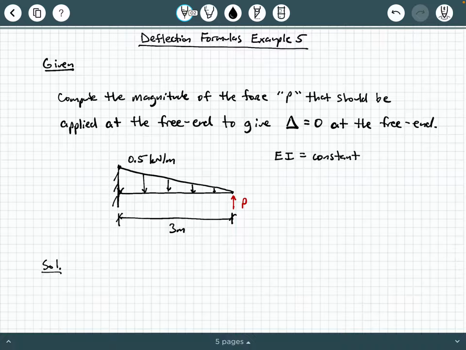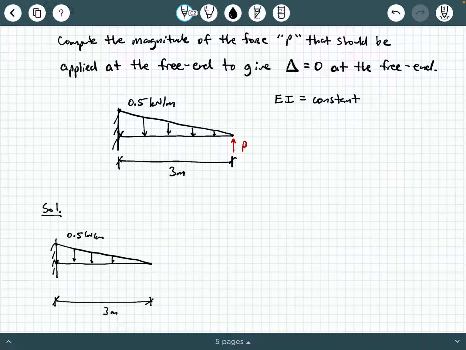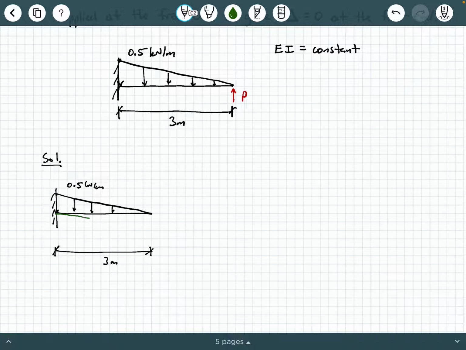So how are we going to approach this? Well, we can go ahead and say by superposition we should have the following. We'll have the triangular load here, and of course there's the 0.5 kilonewtons per meter, and we see a 3 meter length. And so when this load is applied, what do we have? Well, we're going to have this curved deflected shape, and this is going to be delta 1, okay?